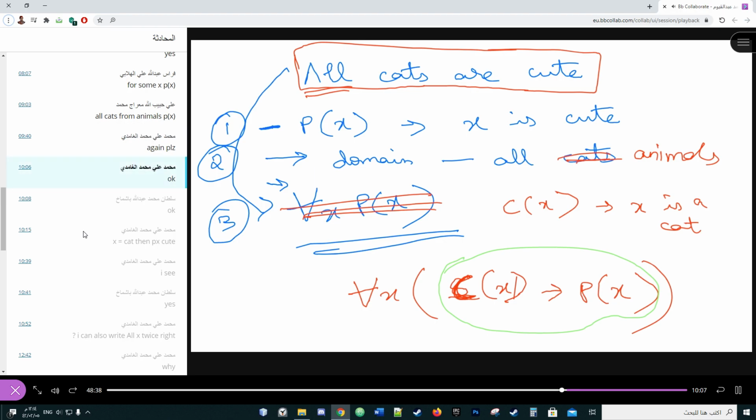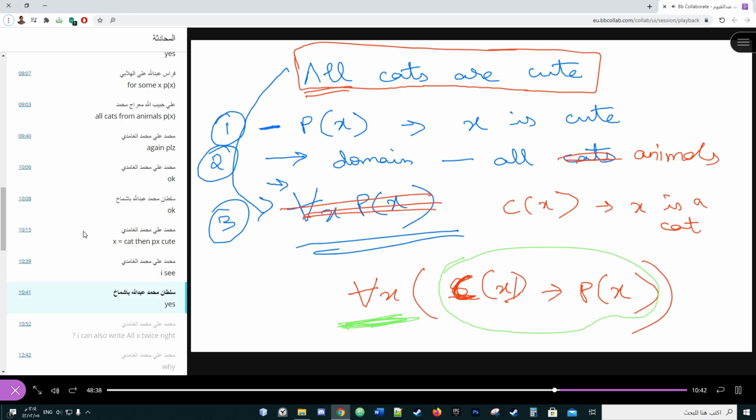Muhammad Ali, did you get that portion? Just the green portion. It says if x is a cat, then x is cute. If x is Tom, Tom is cute. If x is something else, Garfield, Garfield is cute. If x is Mickey, Mickey is cute. Whatever. So it is true. So when I say for all, it says for all x, if x is a cat, then x is cute. Okay, is that clear? Sultan and Muhammad Hamdali.